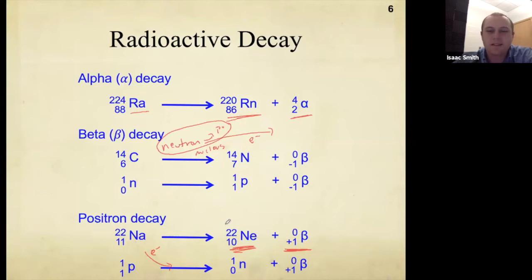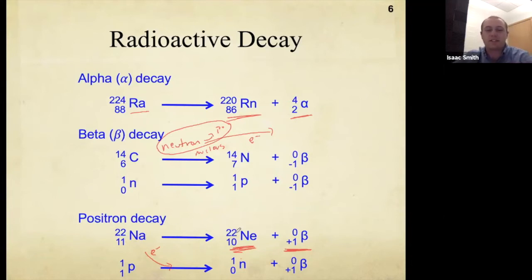The reason the mass doesn't change when you convert from a proton to a neutron is because a proton and a neutron have the same mass, right? So your mass isn't going to change when this happens. The only thing that happens is you lose a proton, when you go this way. Okay.